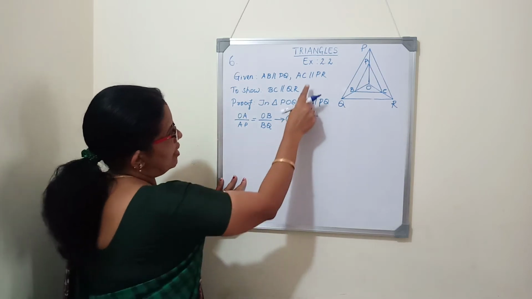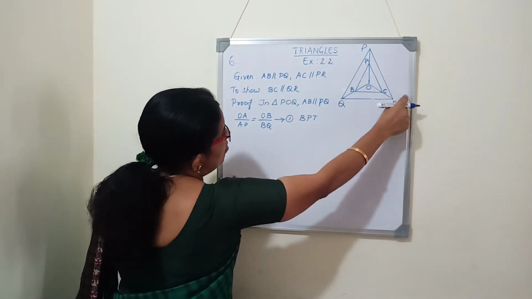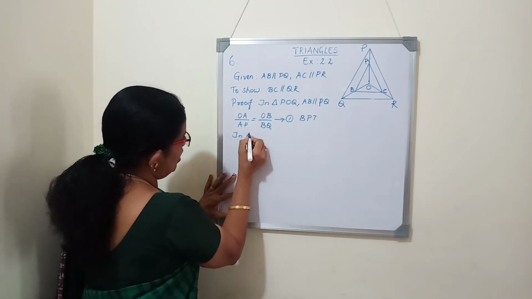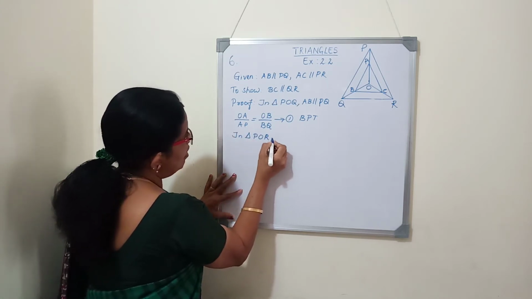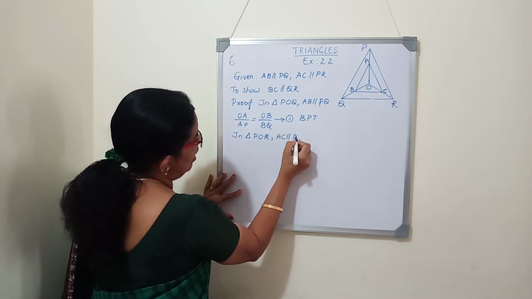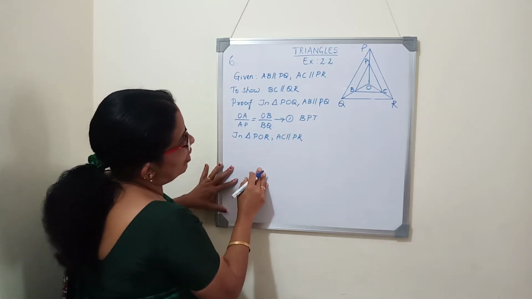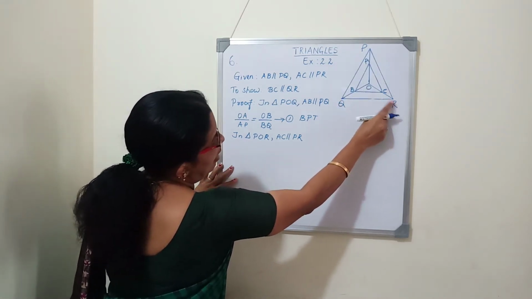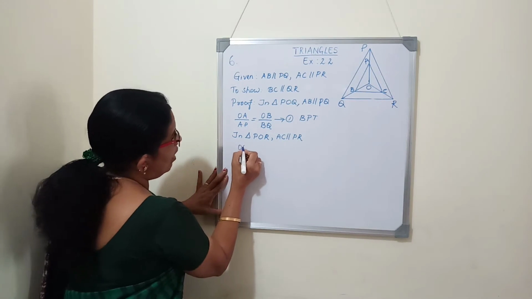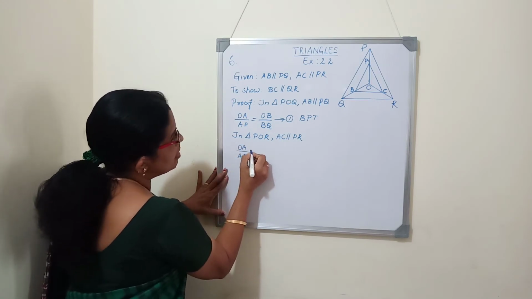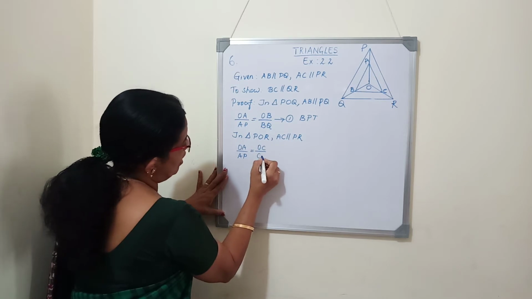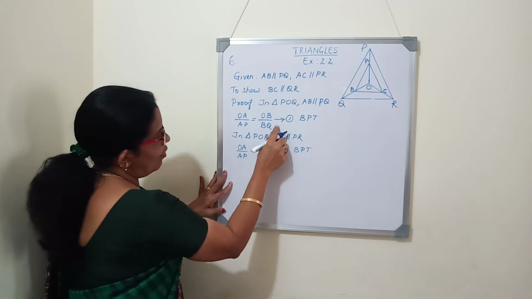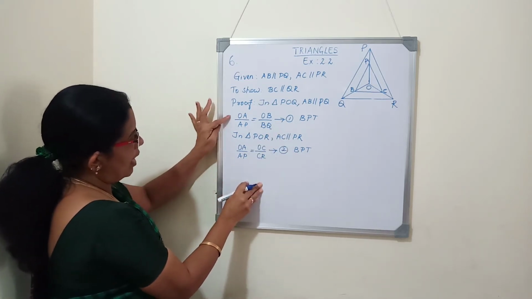Now we will consider the second case, AC parallel to PR. In triangle POR, AC is parallel to PR. So according to BPT, we can write OA by AP equals OC by CR. This is equation 2 by BPT. So from 1 and 2, when we compare the equations, LHS are equal.